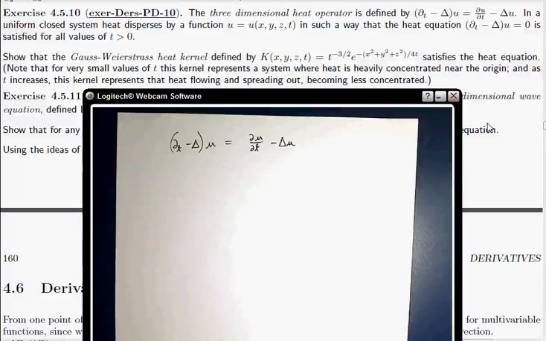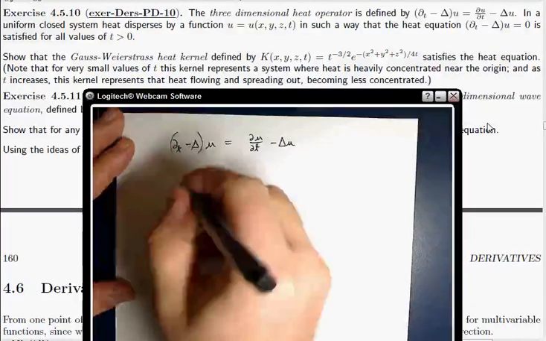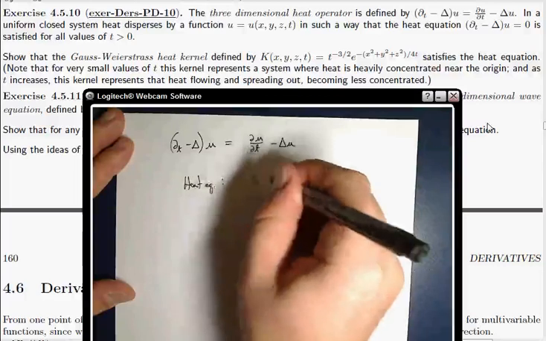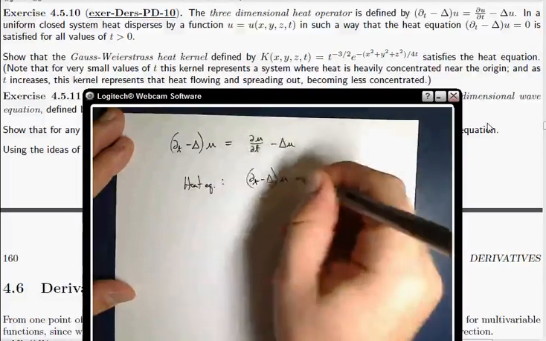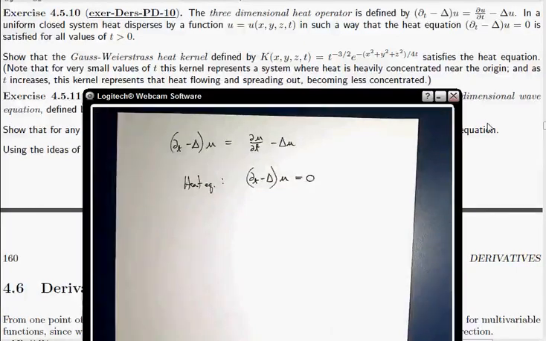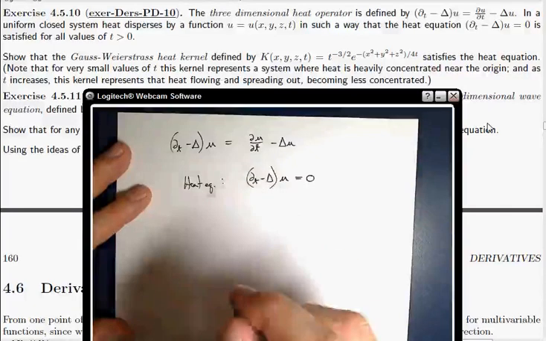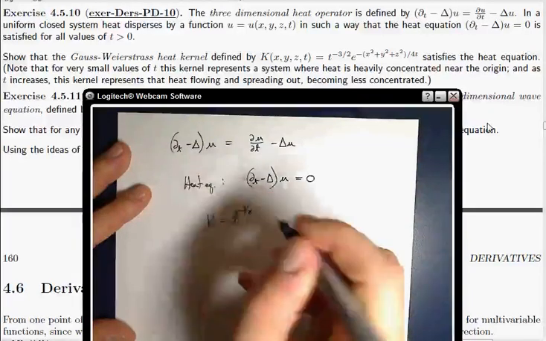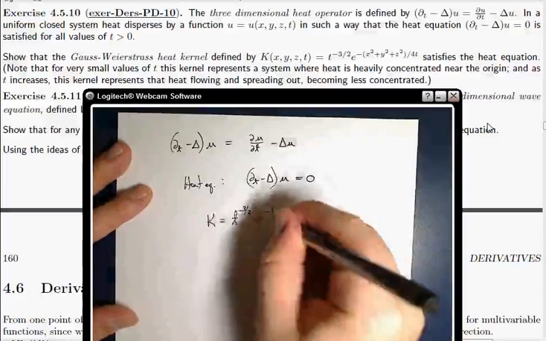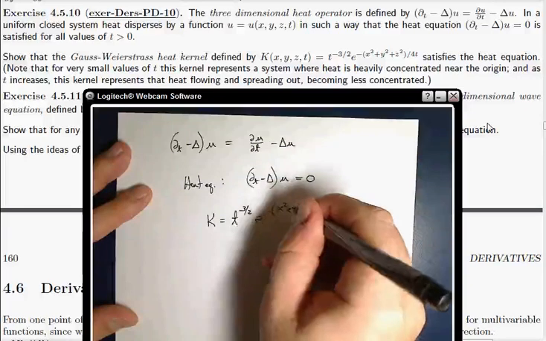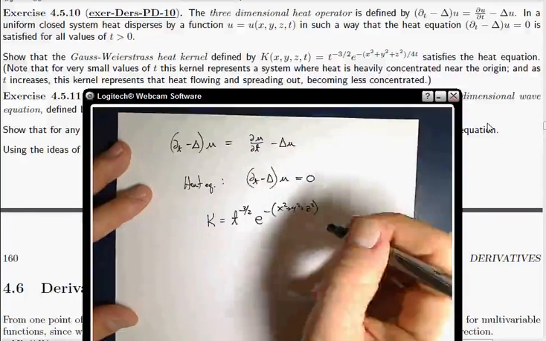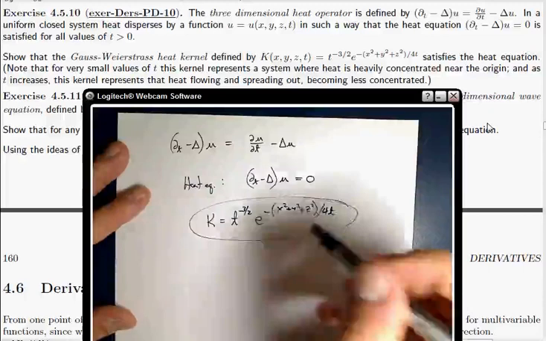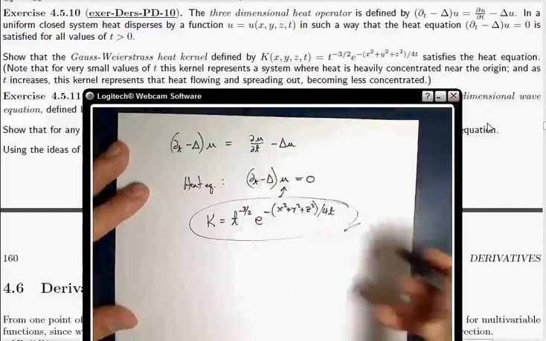Okay, so we want to show now that the heat equation is that this heat operator applied to the function equals 0. We want to show that that heat equation is satisfied by the following function. And it's a mouthful to write down here. But k equals t to the negative 3/2 e to the negative (x squared plus y squared plus z squared) divided by 4t. We want to show that when you stick it in there, that equation works.